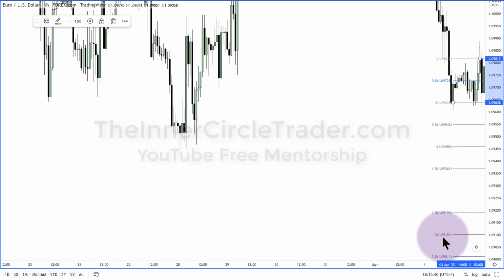Well, we have 1.0919. That's possible. Then we have 1.09101. That's another level that's possible. And then we have 1.09011. Essentially almost the big figure, right?